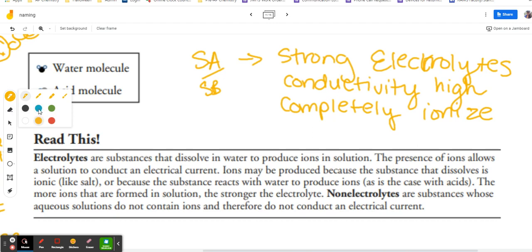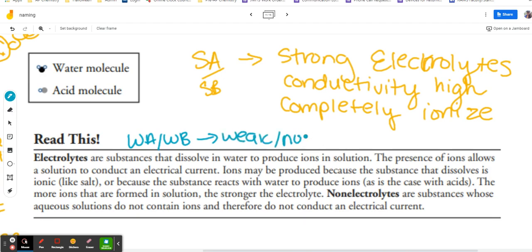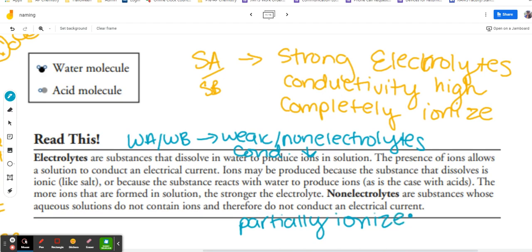Your weak acids and weak bases are weak or non-electrolytes. Usually they're weak. So conductivity is going to be low, and they partially ionize. Sorry to write over the words. But those are the definitions that we need to know about weak versus strong.